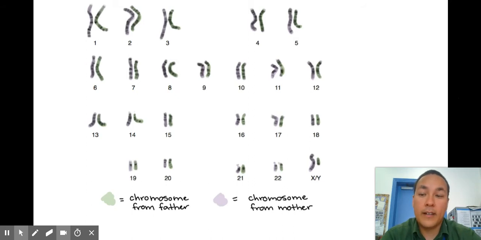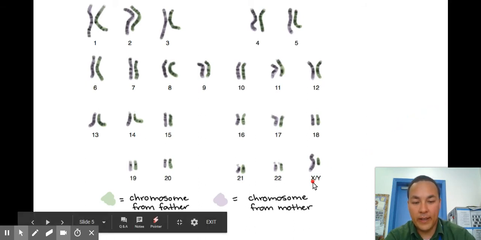This is called a karyotype. And from it, we can look and see how many chromosomes somebody has. We can see if they have trisomy, if they're going to have some type of chromosomal error. Here we can see that this is a boy, an X and a Y. Notice that the Y is smaller than the X. Some people don't think that, but it's always good to see.